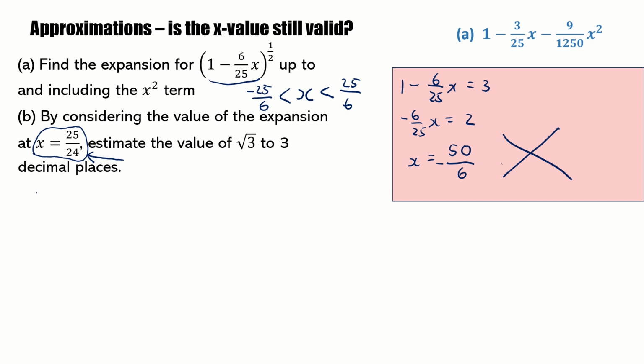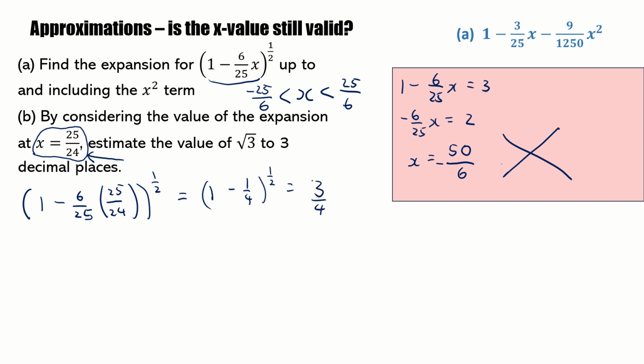Well, first of all, let's plug x equals 25/24 into the original brackets. So let's plug it in at this stage. And if you were to work that out, we'll end up with 1 minus 1/4 to the power of a half, which is, interestingly, 3/4 to the power of a half. And you'll notice that that isn't the square root of 3. We're finding the square root of 3/4, which is not directly what they want us to find.